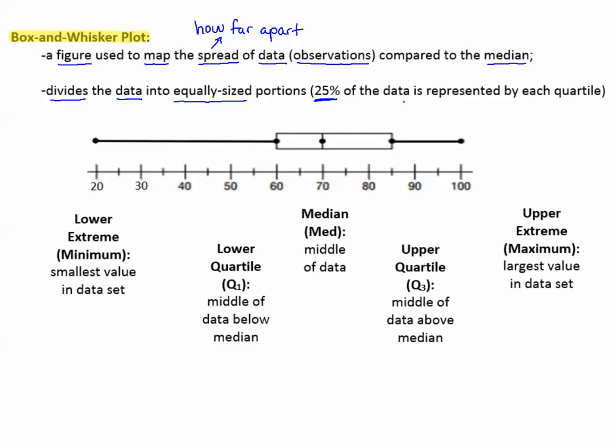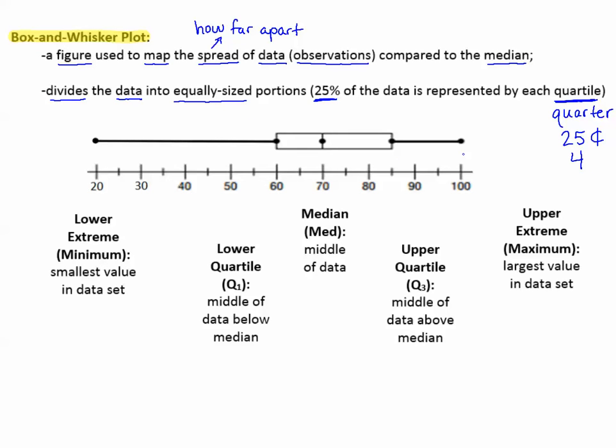25% of the data is represented by each quartile. Think quarter when you see quartile, and a quarter is like 25 cents when we're talking about money. So when you think of a quarter, you might think of 25 cents and how there are 4 of them in a dollar.